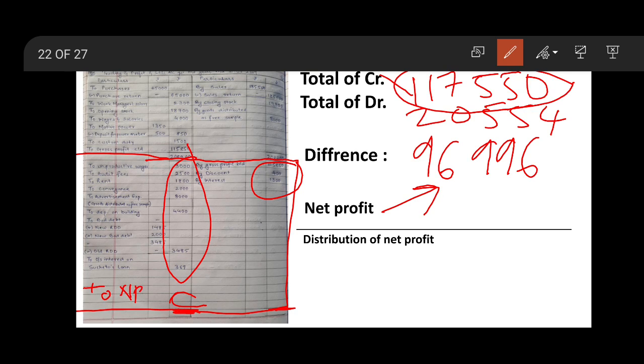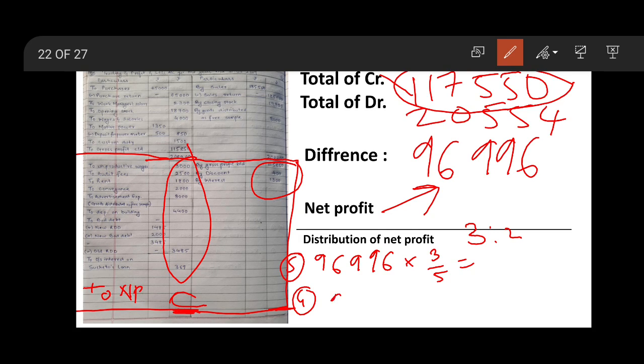Now this net profit is distributed among the two partners. Our partners' names were Sucheta and Gayatri, and our profit sharing ratio was 3:2. So how to distribute this 96,996? The amount is 96,996 and our ratio was 3:2. Therefore 3/5, the total of 3 and 2, will be for Sucheta, and the next is Gayatri.